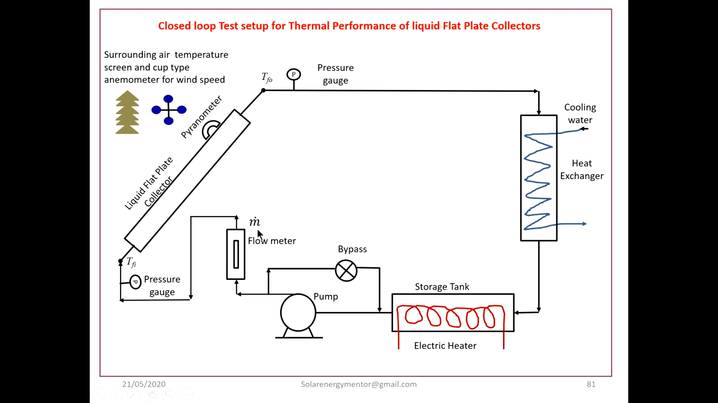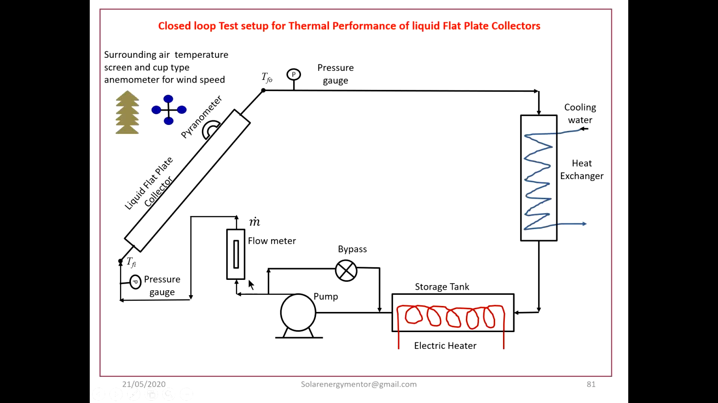That flow rate is m dot, in kg per second. Before the flow meter there is a pump. This pump provides the motive force and helps the fluid to be circulated through the entire circuit. Now on the discharge side of the pump, there is one bypass valve provided.